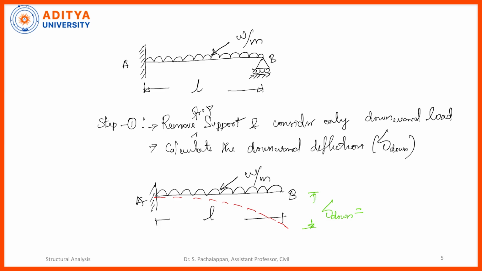In structure analysis 1, or strength of materials, we would have seen that the deflection of a cantilever beam subjected to a UDL throughout the span is WL power 4 divided by 8 EI. Okay, so now we have calculated the downward deflection. Let's calculate the upward deflection.